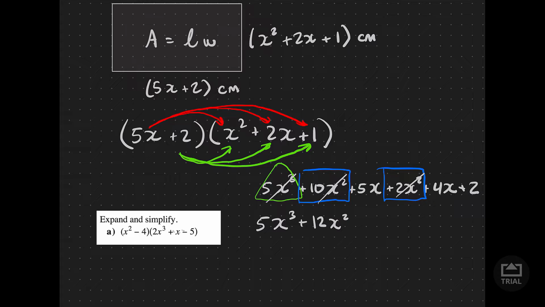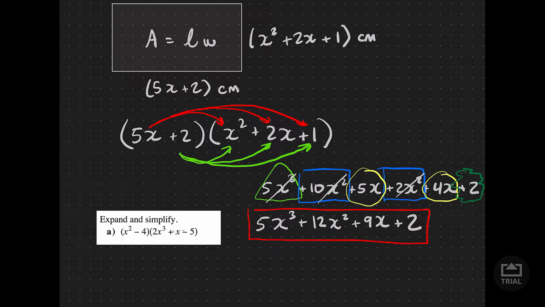Move on to degree 1 terms. We've got a positive 5x and a positive 4x, giving us a total of 9x. And finally, we move on to our last one, which is the constants, and we've got a positive 2, and that would be our final answer right there, except we don't want to forget our units, which is going to be centimeters squared.